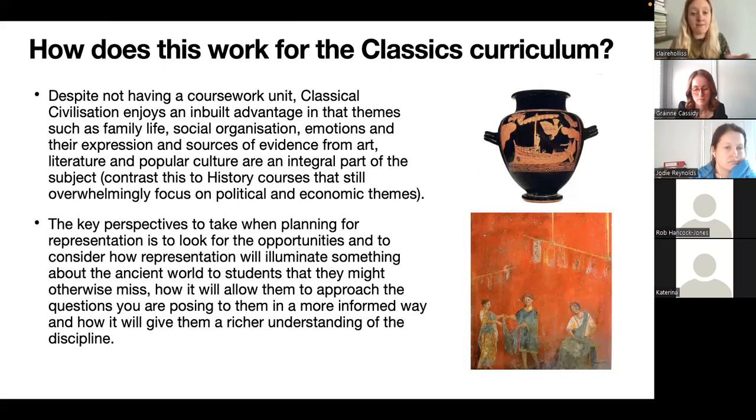In terms of how to approach building representation into a curriculum, particularly at Key Stage 4 and Key Stage 5, I think the key thing is to look at the specs, look at the schemes of work, find the opportunities, and think about what the representation is going to do at this stage. How is it going to illuminate something about the ancient world or the classical world to students which they might otherwise have missed? How is it going to allow them to engage the questions you're posing to them in a more informed way? And how is it going to give them a richer understanding of what's actually going on in the discipline of classics, of ancient history, as it is currently being practiced?